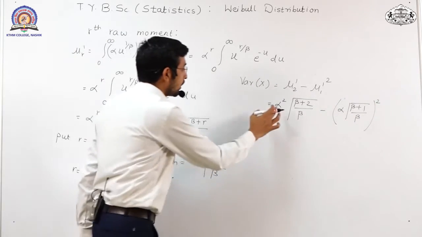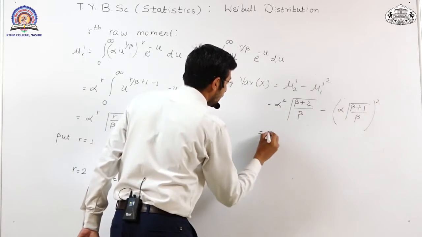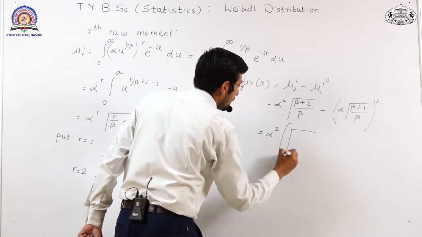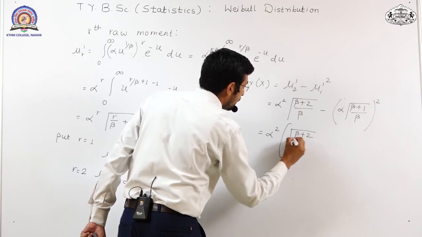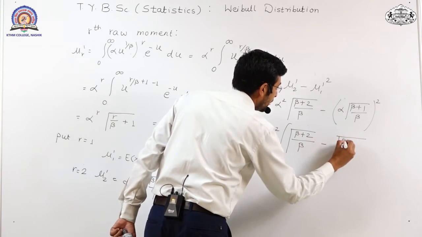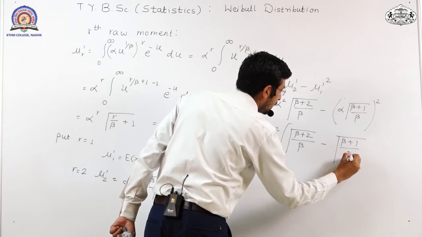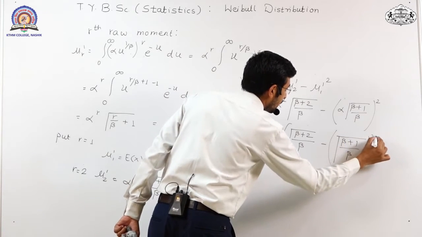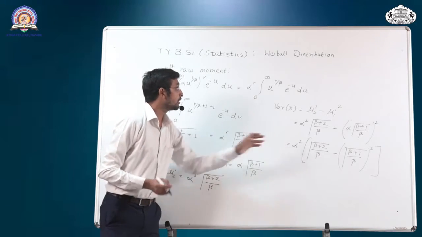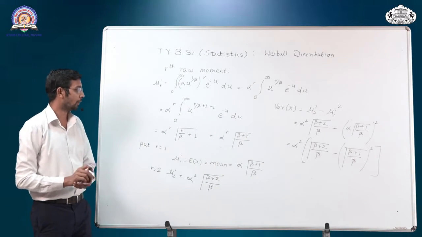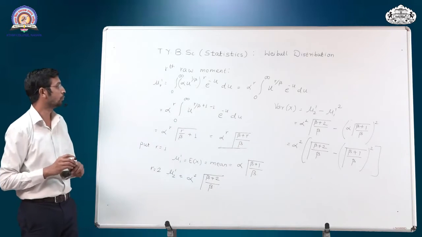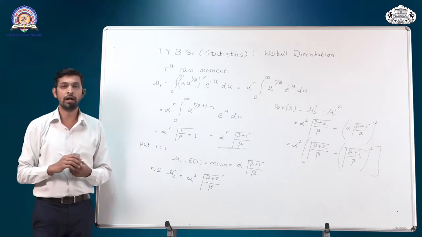Now taking alpha square outside, we get gamma ((beta plus 2) upon beta) minus (gamma ((beta plus 1) upon beta)) whole squared, and now the whole bracket is completed. So this is the variance of the Weibull distribution with parameters alpha and beta, and this is the mean of the Weibull distribution with parameters alpha and beta.